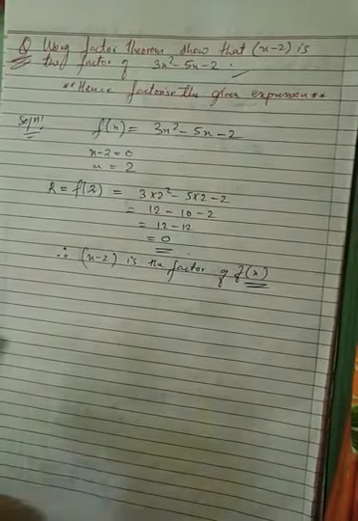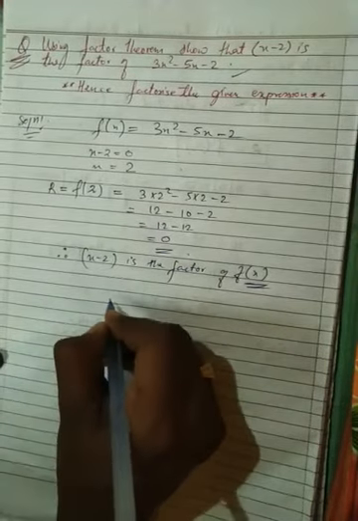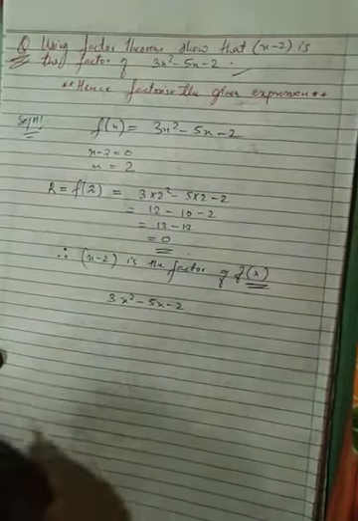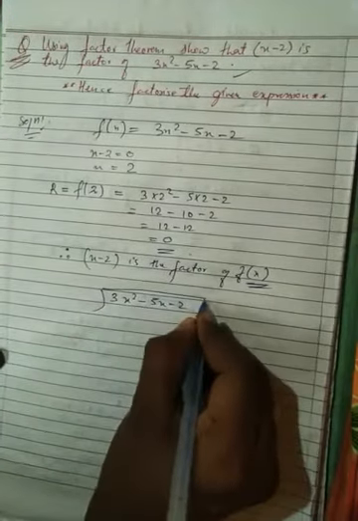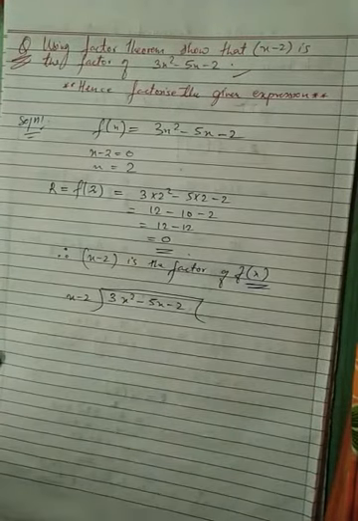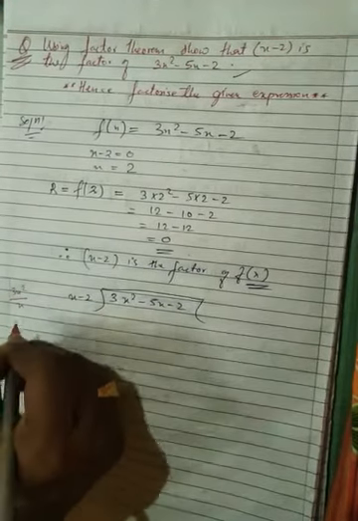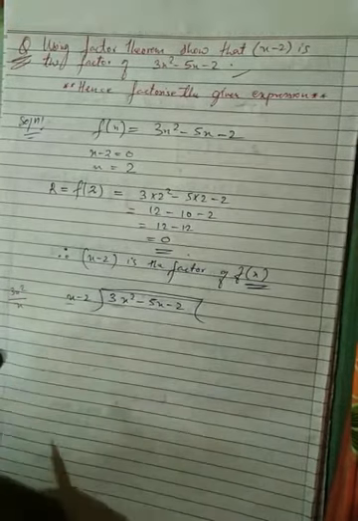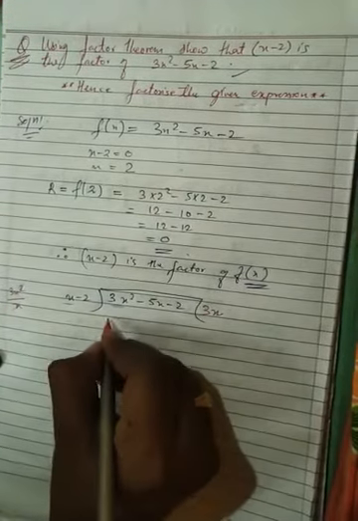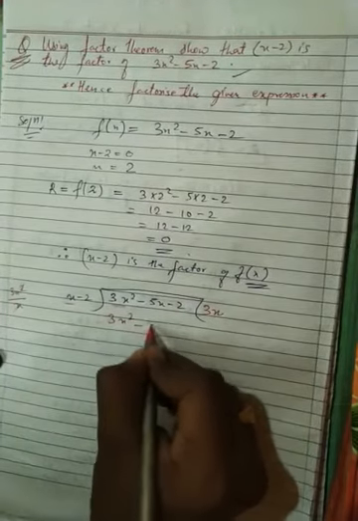Now, hence factorize the given expression is also given. For that we'll follow the division method. 3x square minus 5x minus 2 will be divided by x minus 2, the long division method. You know how to do this one. 3x square by x, first term by first term, will give you 3x. So we write here 3x, which gives 3x square minus 6x.